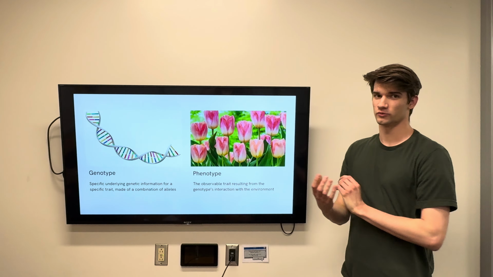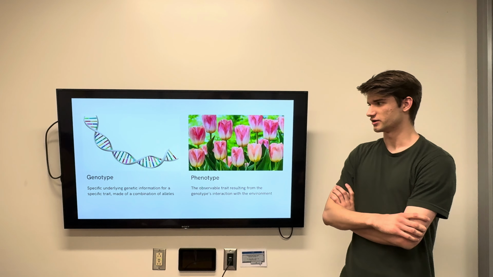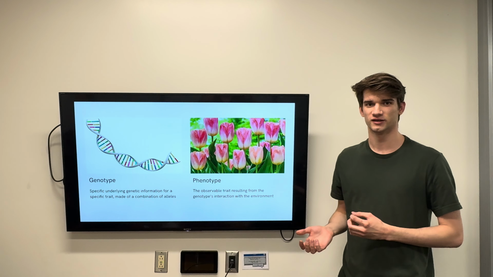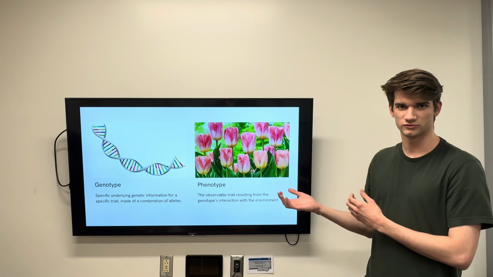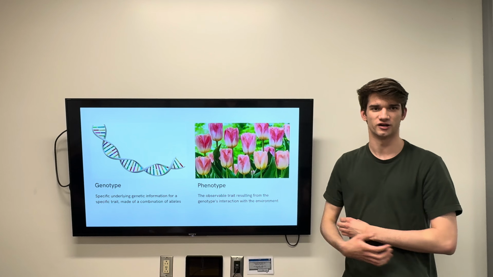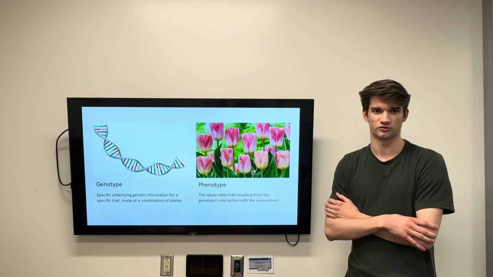And you might have been wondering what a genotype is. A genotype is the underlying genetic code for a certain trait. And then the phenotype, which is distinct, is the outward manifestation of that genotype in a characteristic or a behavior.